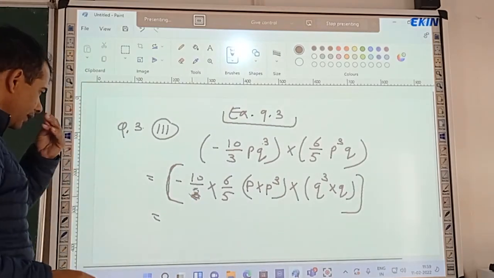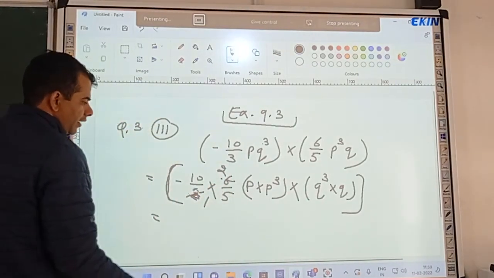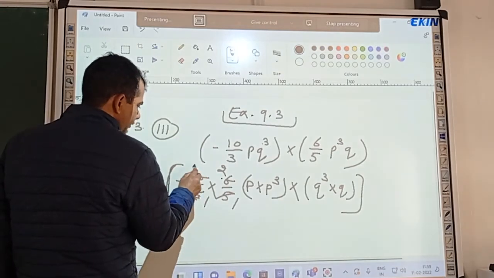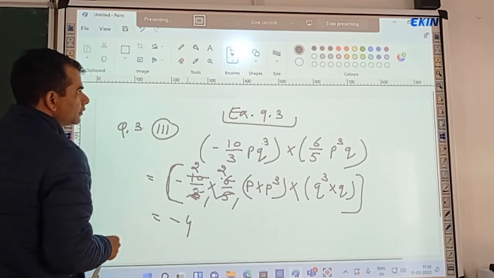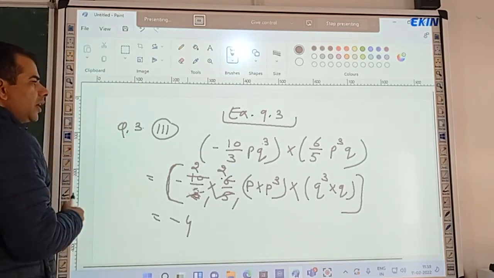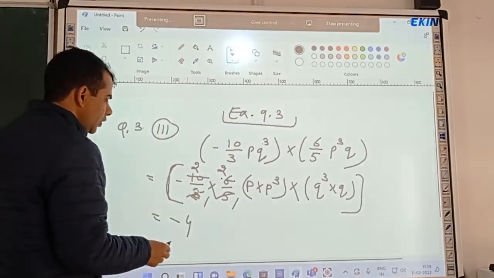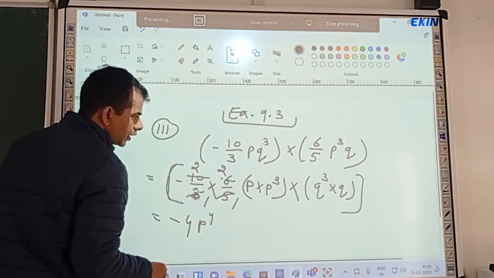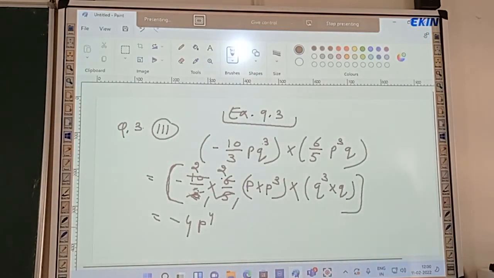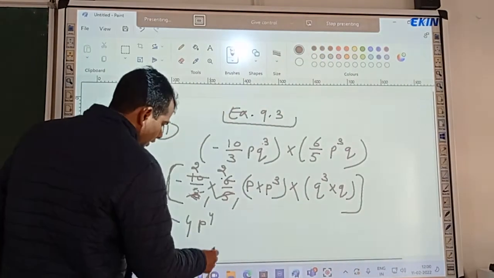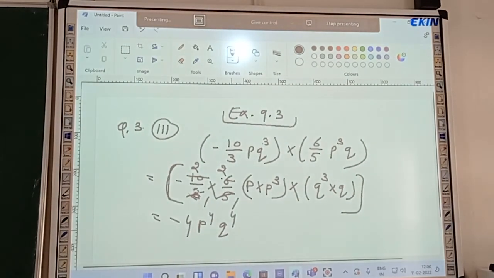Now 3 1s are 3, 3 2s are 6, 5 1s are 5, 5 2s are 10, minus 4. p into p cube, that is p raised to power 4. q cube into q, that is q raised to power 4. Do it fast.